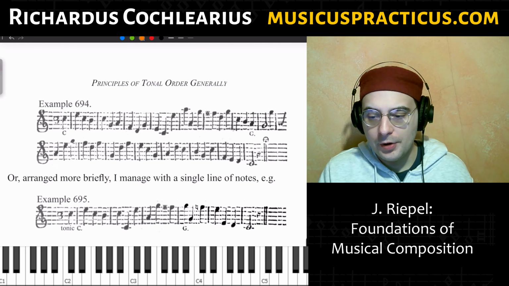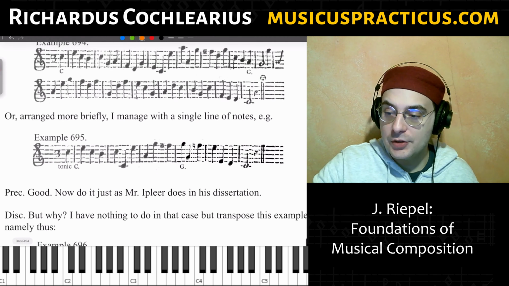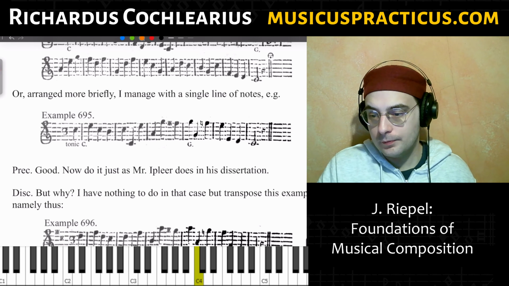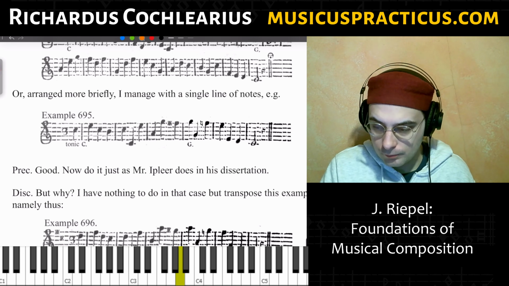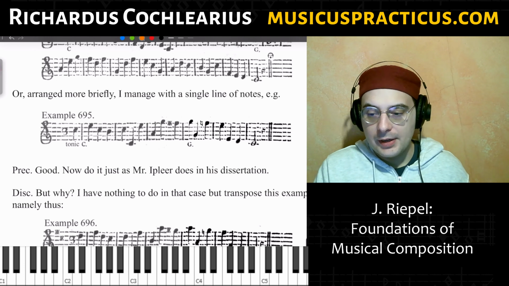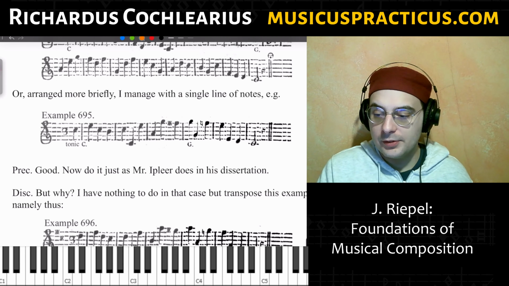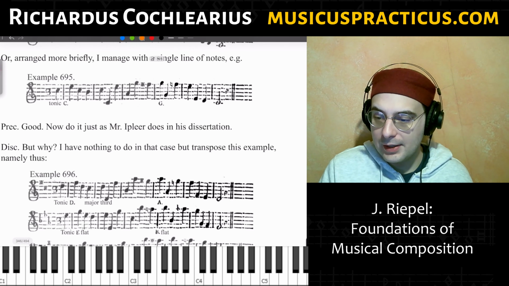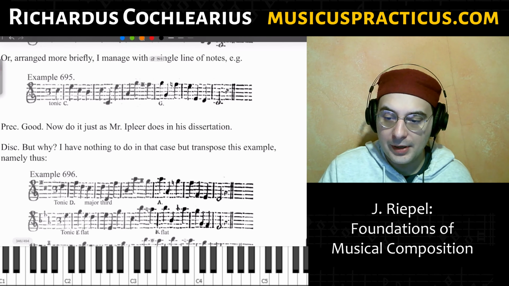Good. Or arrange more briefly, I manage with a single line of notes. Good. Now do it just as Mr. Riepel does in his dissertation. But why? I have nothing to do in that case but transpose this example.